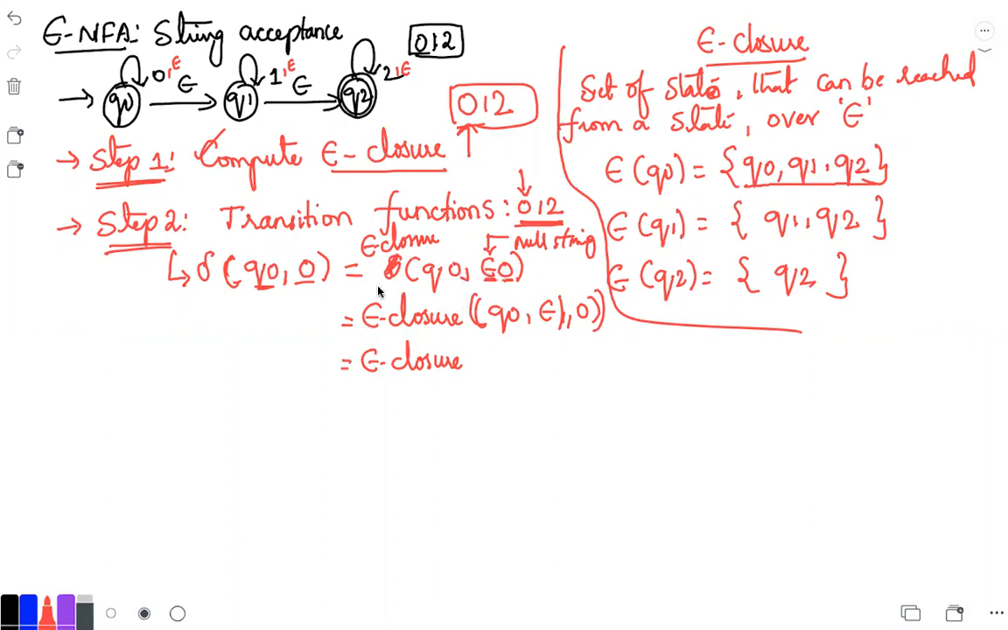This is the formula. So epsilon closure of, I can append like this, right? Q0 comma epsilon comma 0. I'm splitting the input into 2. I'm giving Q0 only the epsilon, and I'm keeping aside 0.